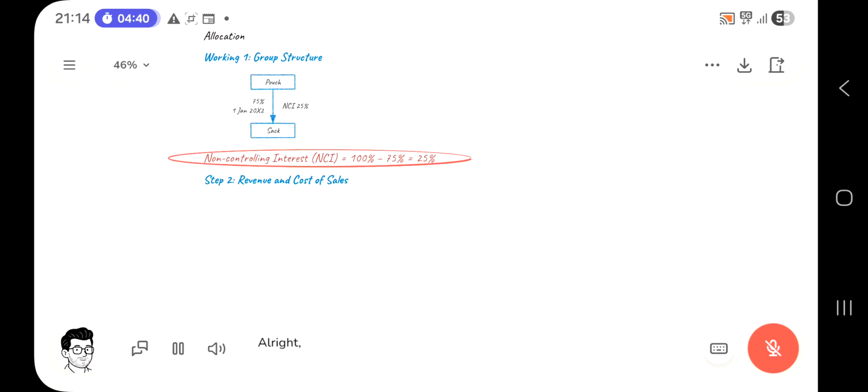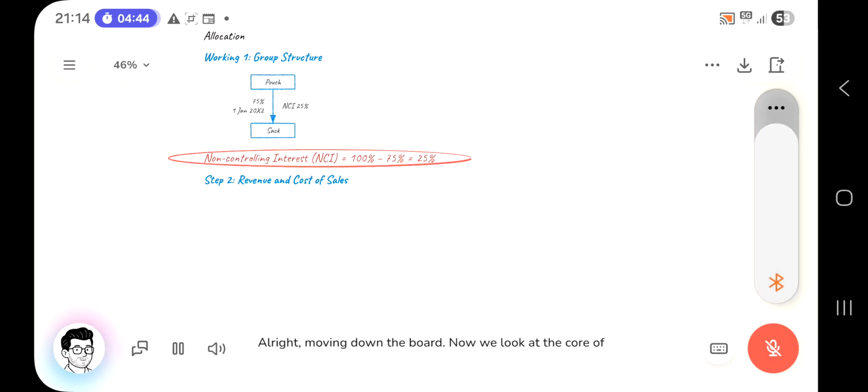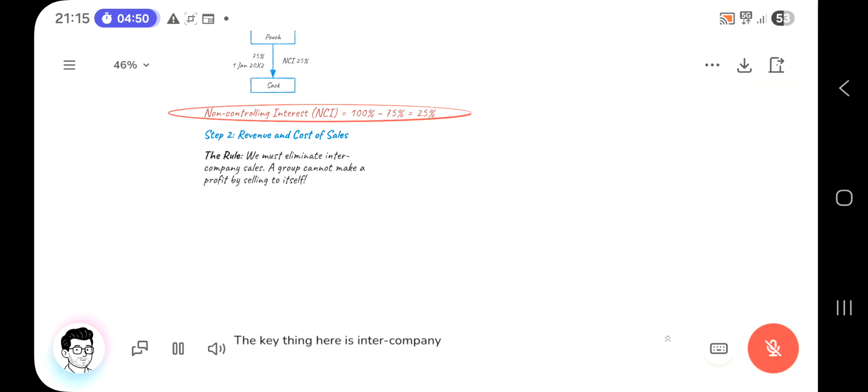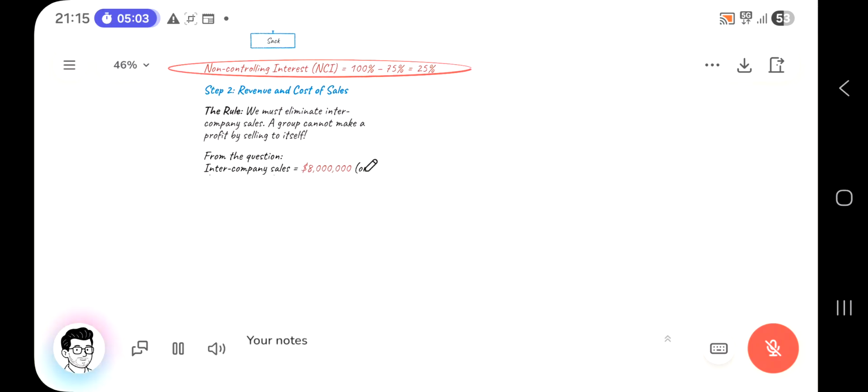All right, moving down the board, now we look at the core of the business, making sales. The key thing here is intercompany sales. Think of it like moving money from your left pocket to your right pocket. You aren't actually richer, right? Your notes say Saks sold goods to Pouch for $8 million.